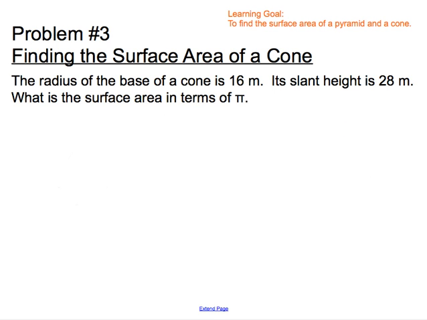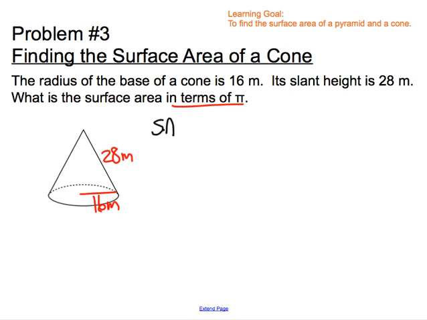So let's go ahead and find the surface area of a cone. So here we have a picture of a cone. It has a radius of 16 meters at the base and a slant height of 28 meters. And we want the surface area in terms of pi. From the previous slide, we know that surface area can be found by multiplying pi times the radius times the slant height plus the area of the base, or pi r squared.